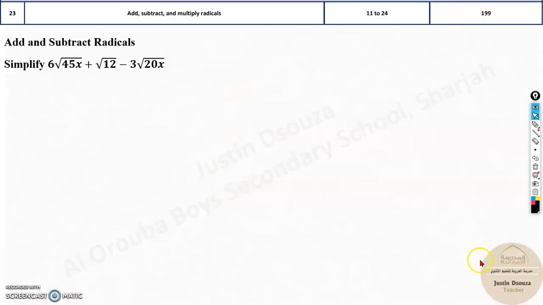Now we will go to the last topic. It is about radicals, and it's just adding, subtracting, or multiplying radicals. It's not that difficult, it's easy, but you should know what is a radical. A radical is something like this. This is a radical symbol. It's called a root symbol as well.